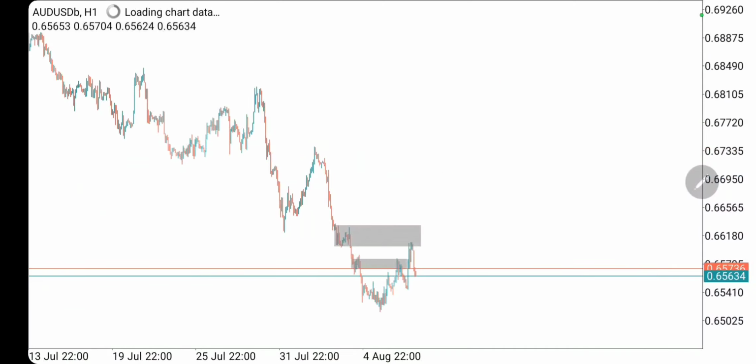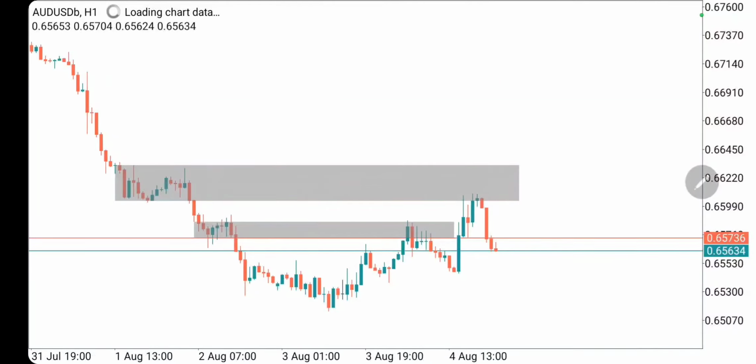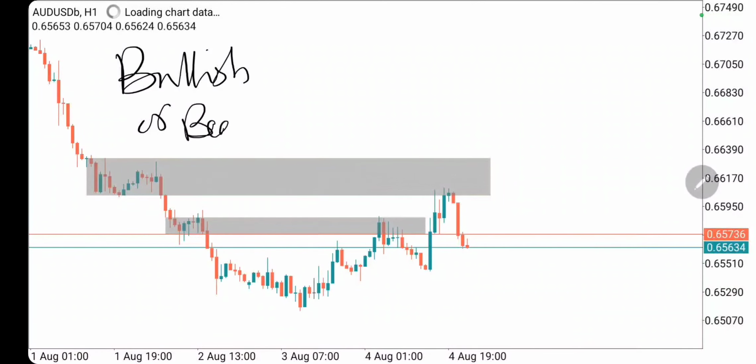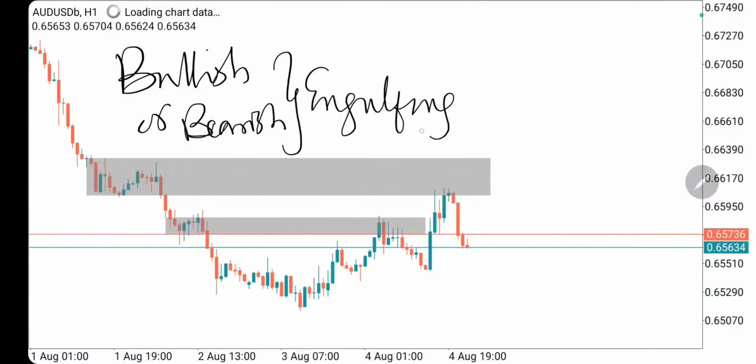Now I want to show you something, my friends. Another way you can get entry confirmation is by the use of what you already know. It's when you see a bullish or bearish engulfing candle at a zone on a higher time frame.